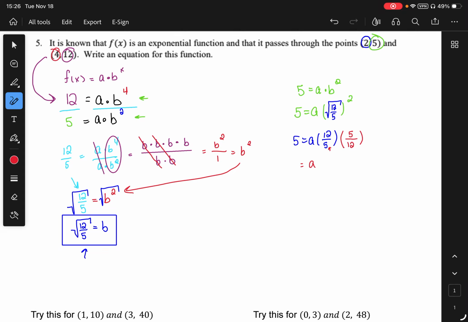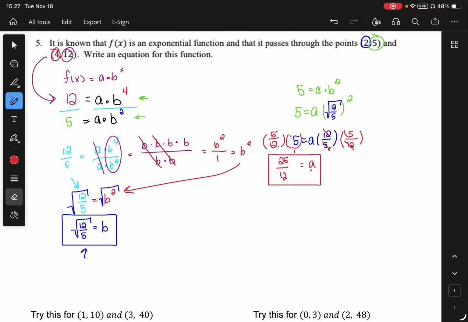When we multiply by 5 over 12, our 12s cancel out and our 5s cancel out. So we're left with, on the right side, just a. But since we did that to the right side, we also have to do that to the left side. So what are we left with on the left side? 5 times 5 becomes 25. 12 times 1 just becomes 12. So what do we get? Our a is equal to 25 over 12.